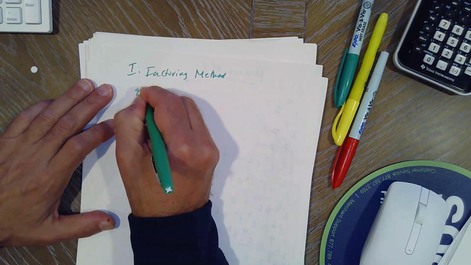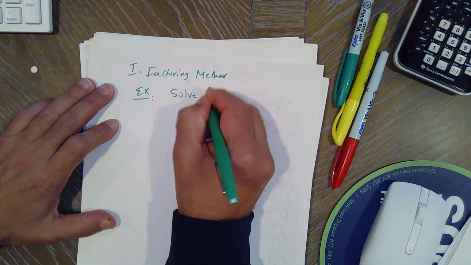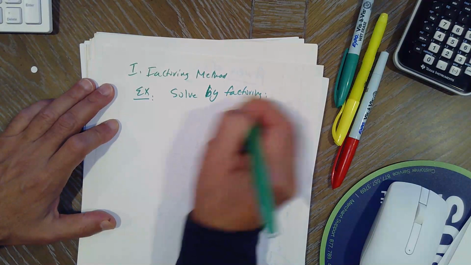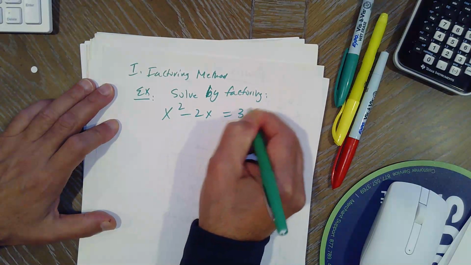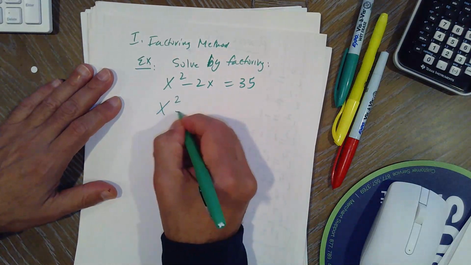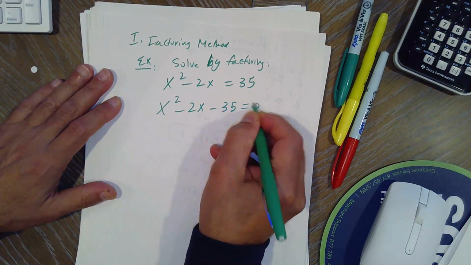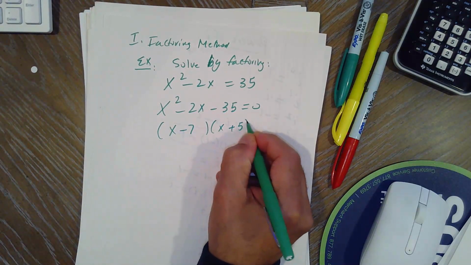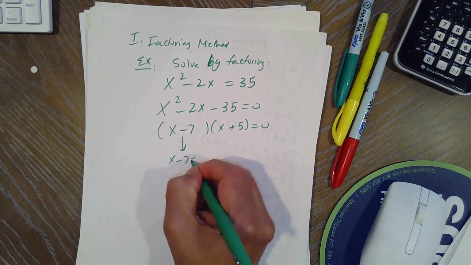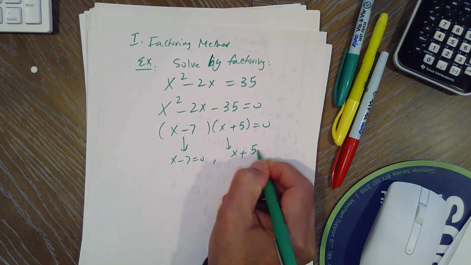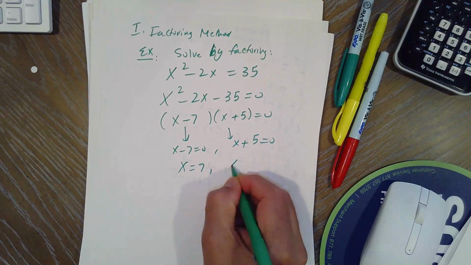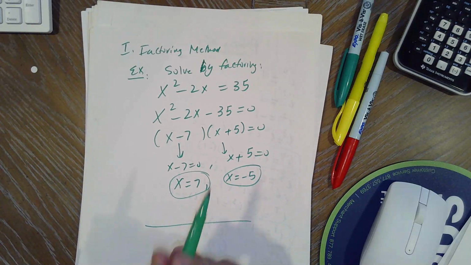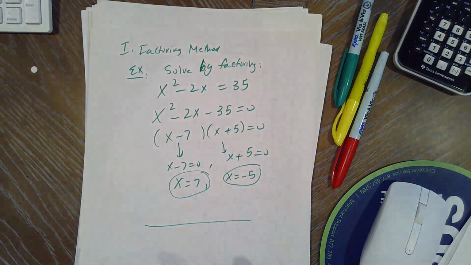So for example, solve by factoring. Like I said, we've done a lot of this before, but it doesn't hurt to review one. x squared plus 2x equals 35. The first thing we want to do is set it to 0, and then factor the trinomial. Product of negative 35, sum of 2, so negative 7 and 5. Each factor equals 0 by the zero factor property, so we got 2 solutions in this case. It's the easiest method. It can only be used though if the expression is factorable, and we've done a lot of this.